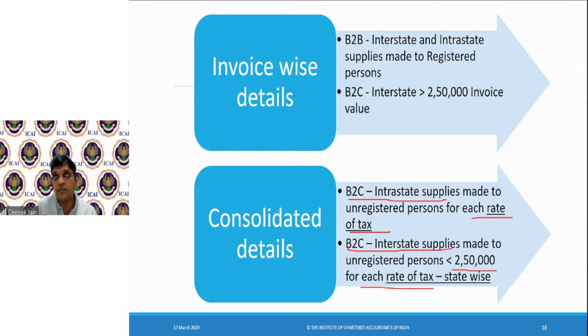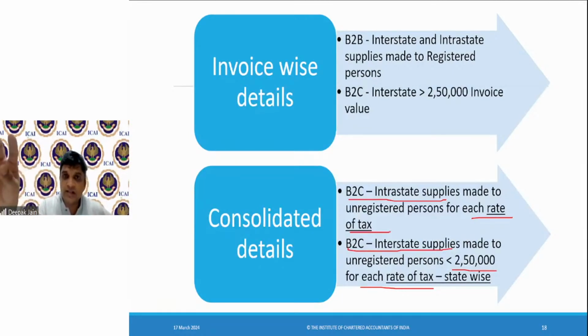Means what? Very simple. I have made supply to you. You are registered, I will give you invoice wise details. Another person is in the same state, I will give invoice wise details. Now you are not registered, it means it's a B2C supply. The value is more than 2.5 lakhs and you are from a different state. Then I have to upload invoice wise details.